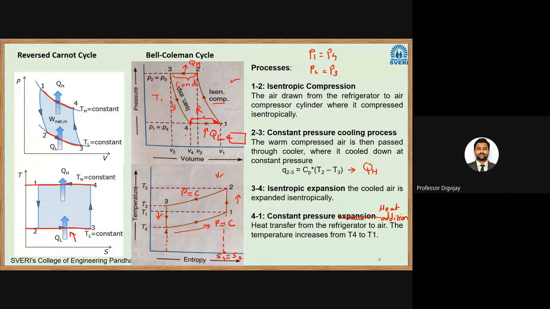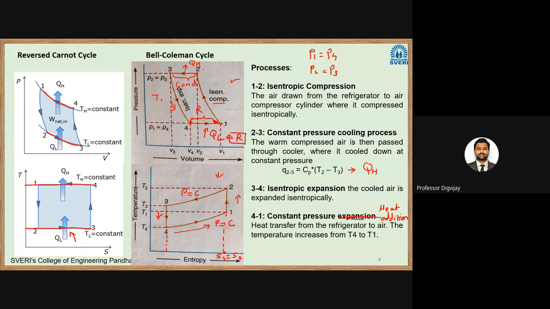So heat is transferred from the refrigerator to air. We have a refrigerator here. Heat is transferred from the refrigerator to air, and air will take that heat here. Then 1 to 2 isentropic compression will take place. Then that air will be cooled from 2 to 3 at constant pressure. Then again 3 to 4 isentropically that air will be expanded, and the pressure will be reduced. Again 4 to 1 it will take heat from the refrigerator. So this cycle will continue. This cycle we call the Bell-Coleman cycle.